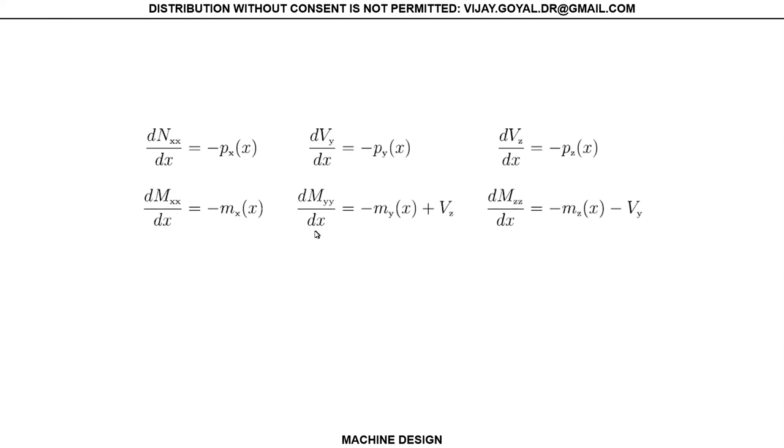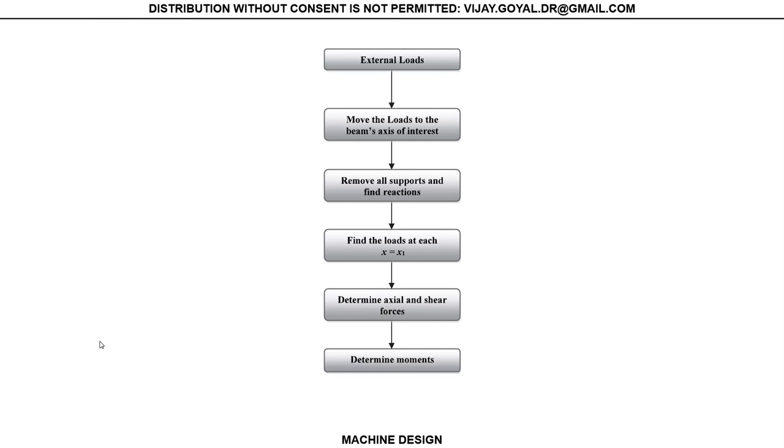I am not going to derive this, a simple derivation about each one of those axes. In general, the solution to these problems is very easy. It's basically a systematic process. You have the external loads, move all the external loads to the axis of interest, and then you remove all the supports, find the reaction loads, find the load where you're interested, determine your axial and shear forces, and from there you determine your moments.